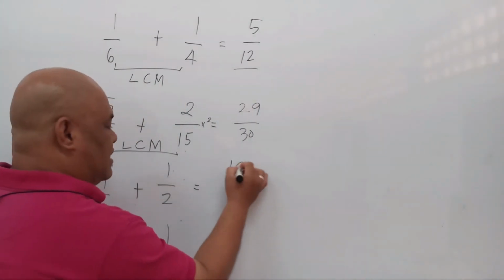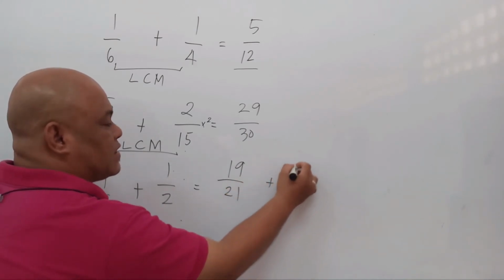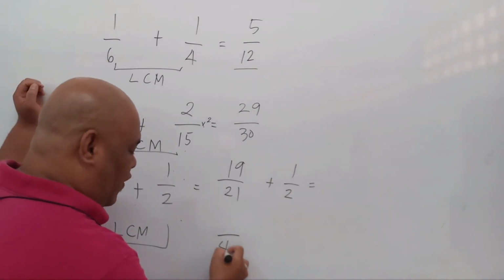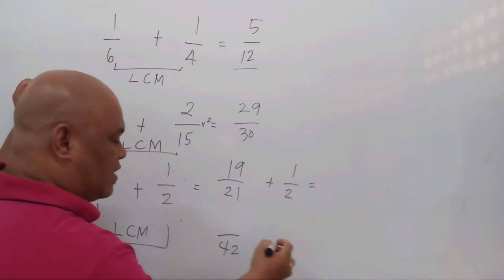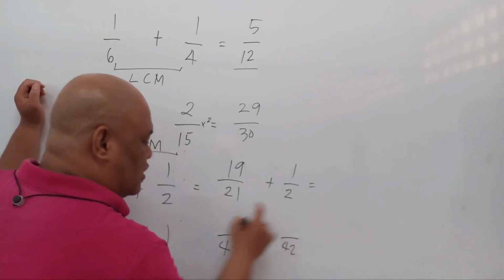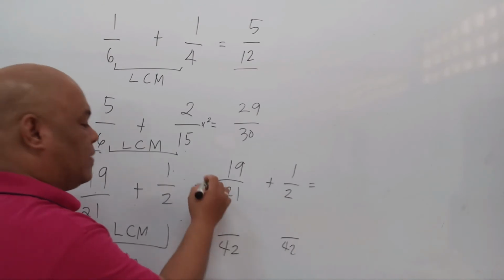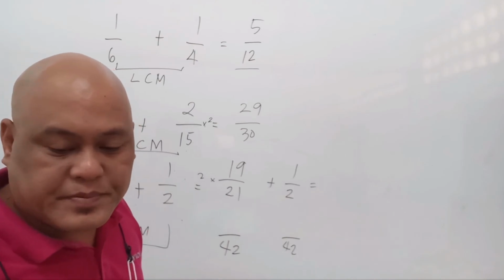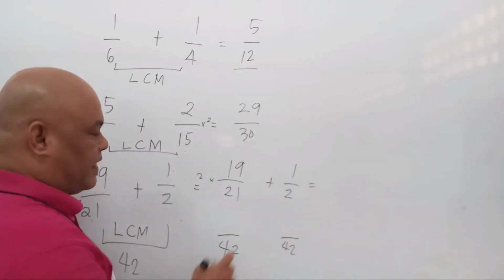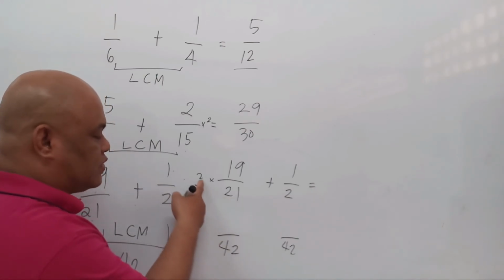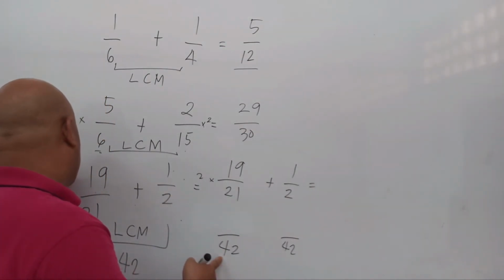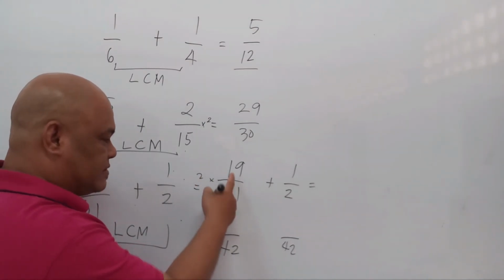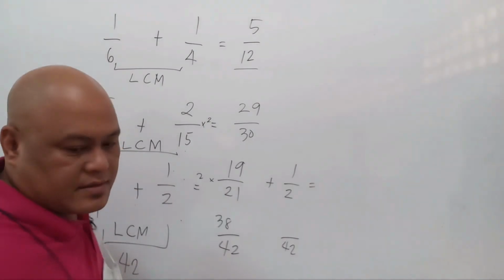So 19 over 21 plus 1 over 2. So now, how will you get 42 in 21 and 42 in 2? For 21, you have to multiply by 2. Then 21 times 2 is 42. 19 times 2 is what? 38.